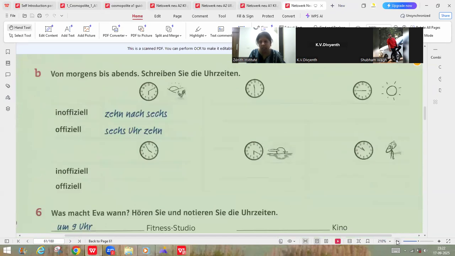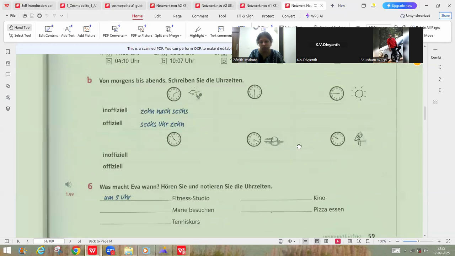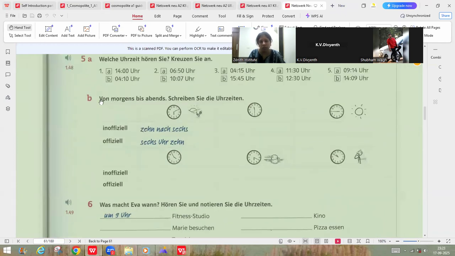Yesterday also I gave the homework, no? Yes. Okay. First, you just take a screenshot of this, "von morgens bis abends". You have to write these times officially and unofficially, both, and you can see the comparison. Here, see, it is 6:10, right? So unofficially, it is "10 nach 6". They are not using the word "Uhr". Pay attention, because it is informal, you can avoid it. But officially, it is "6 Uhr 10", 6 o'clock, 10 minutes. Similarly, you can make a table, official, unofficial, and write that way. That is your one homework.